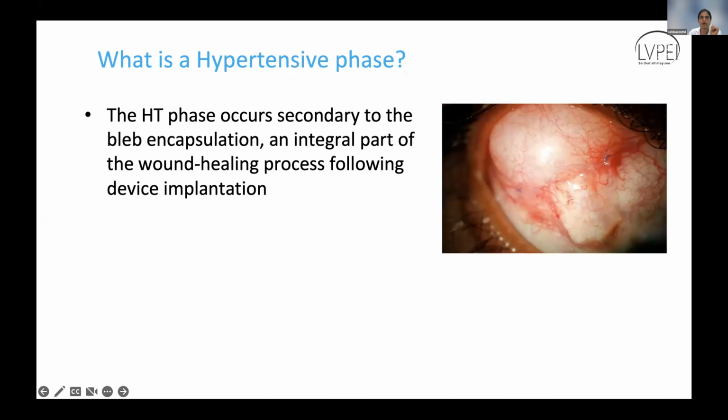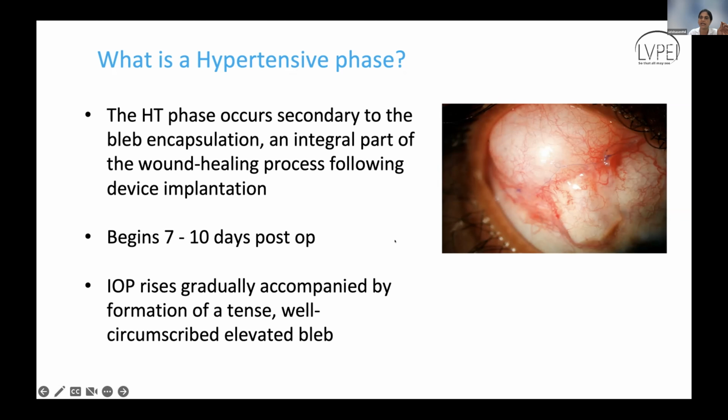So we are here discussing the hypertensive phase. What do we mean by hypertensive phase? A hypertensive phase occurs secondary to a bleb encapsulation. You see here, there's a huge elevated cystic bleb, and this is a part of the wound healing process post glaucoma drainage device. This is something that we always explain to our patients: usually by about the third week onwards, the pressures can start going up, and when it goes up, it doesn't mean that it is failure of the implant. It means that your body is reacting in a certain way when a drainage device is placed, and this is a part of the wound healing response. I think this is very important to help the patient understand.